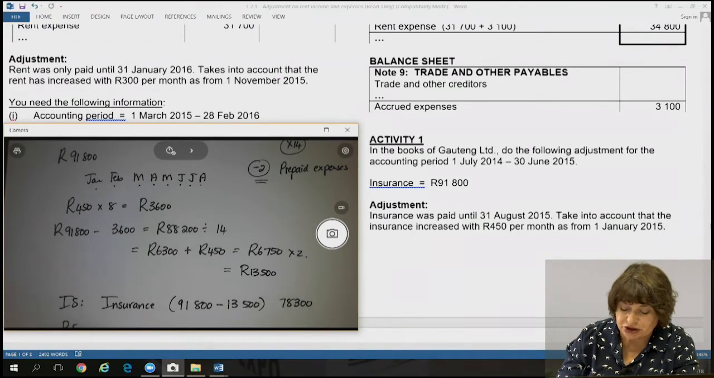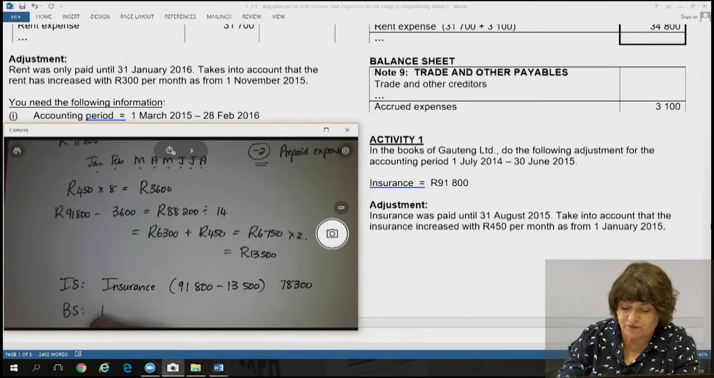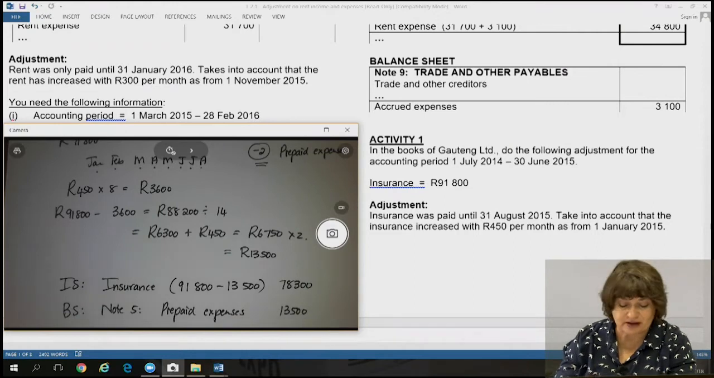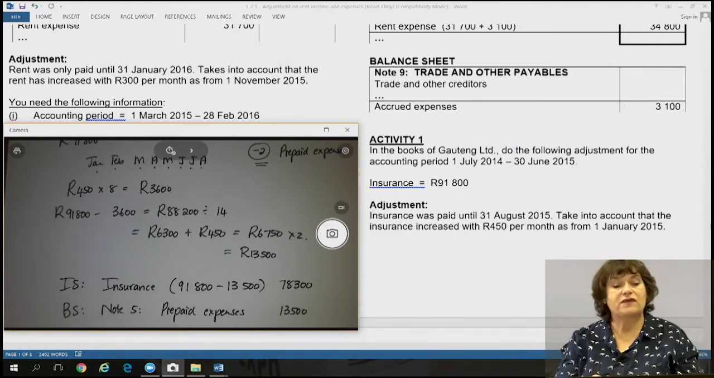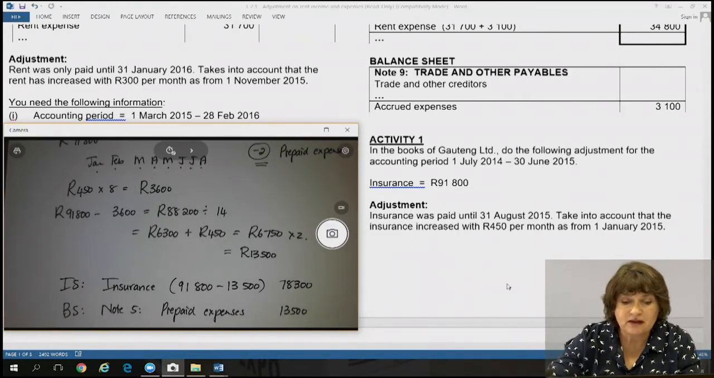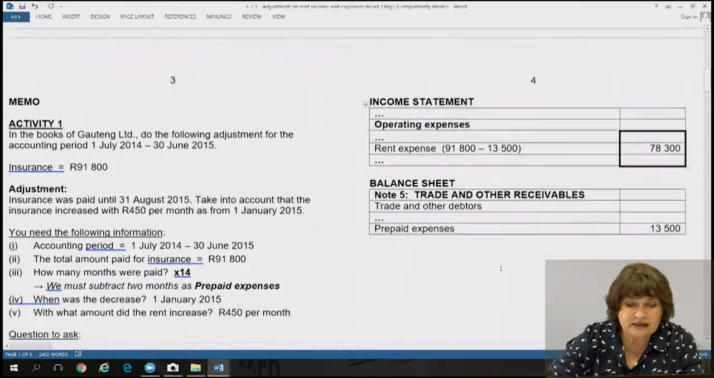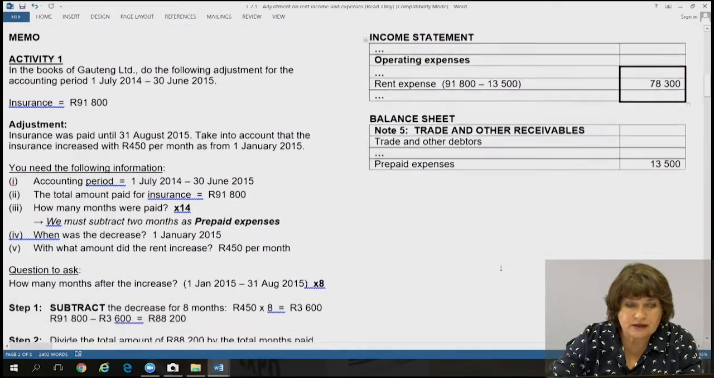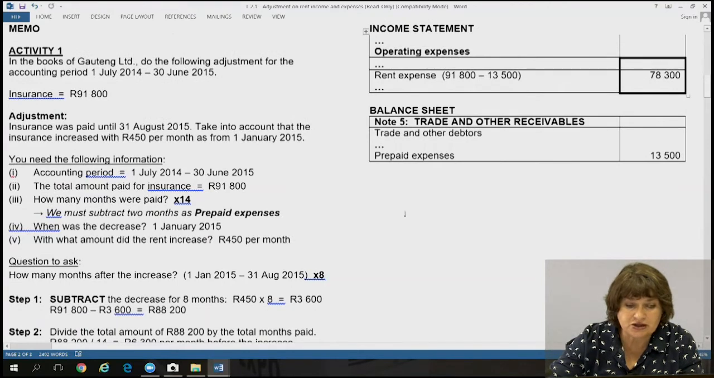In your balance sheet, we go to note number 5. Note number 5, and there you will show prepaid expenses, and that was the 13,500 Rand. So there's your activity, all the calculations there.